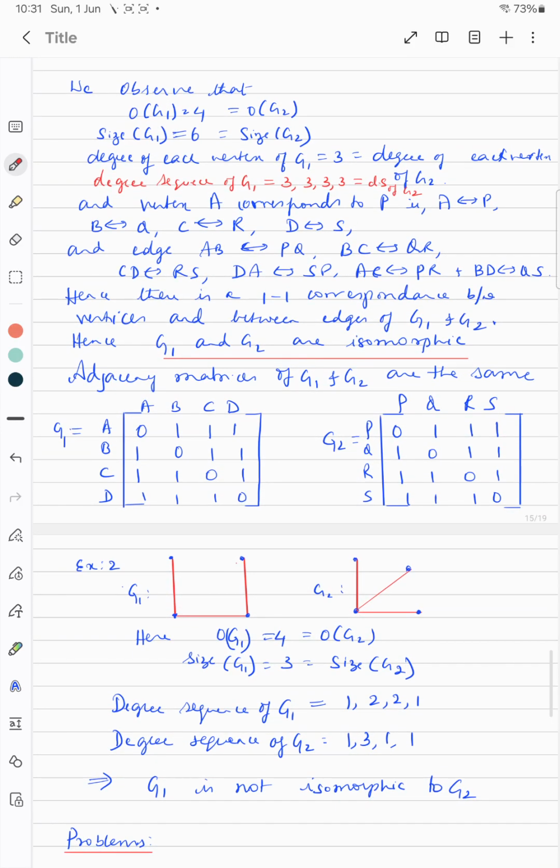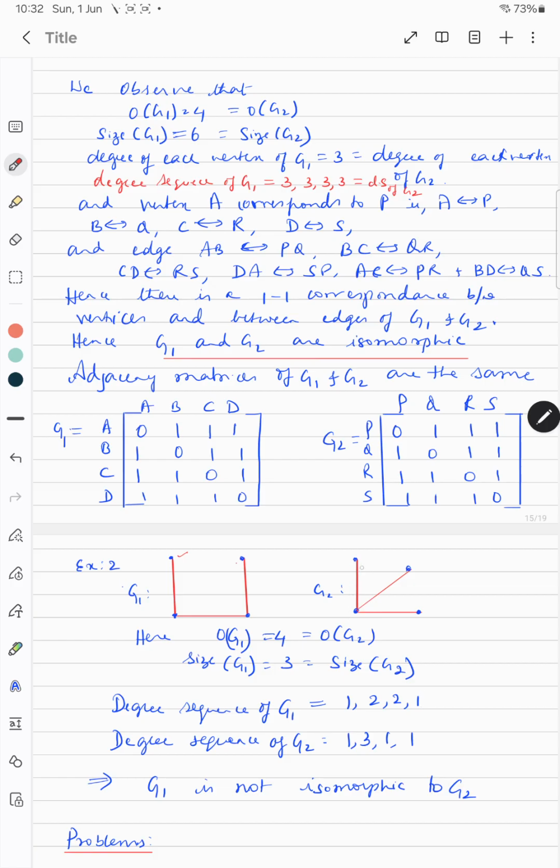Example 2. Consider the graphs G1 and G2. Let us check for isomorphism. There are 4 vertices in both the graphs G1 and G2, so order of G1 is equal to 4, order of G2 is also 4. How many edges are there? 3 edges are there in both the graphs. So size of G1 is equal to size of G2. What is the degree sequence of the graphs? In G1, the degree of this vertex is 1, the degree of the second vertex is 2, the third vertex is 2, and the fourth vertex is 1.